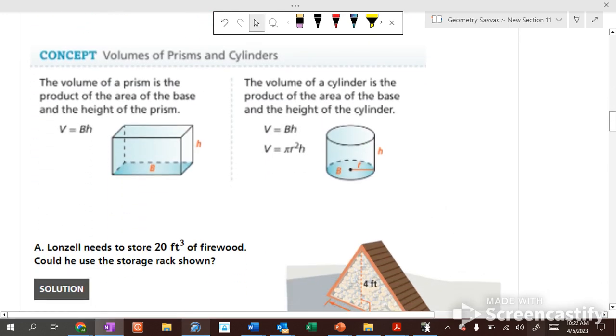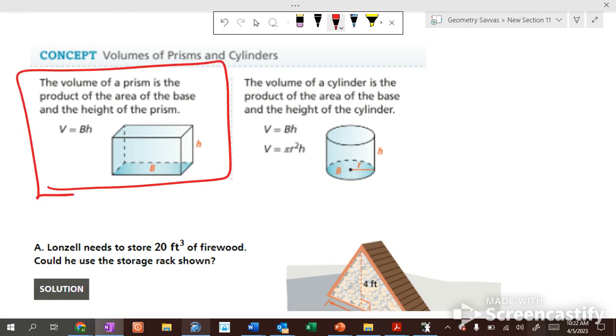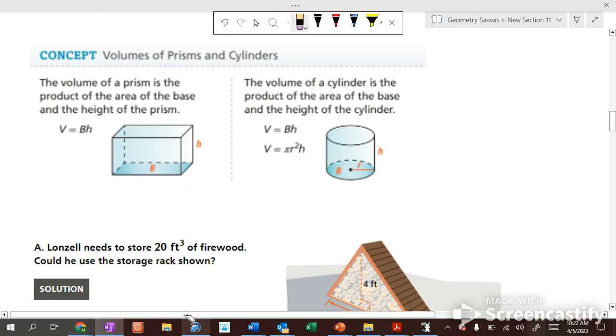Okay? So the volume of a prism is the area of the base times height. And you're going, why don't they just say length times width times height? Well, because if you have a triangle, is it length times width times height? No, it's the area of the base times the height.